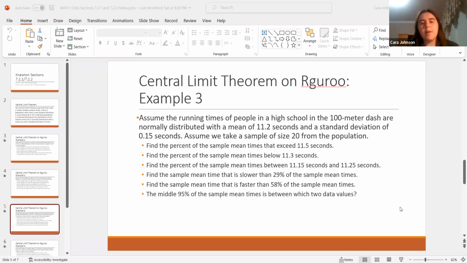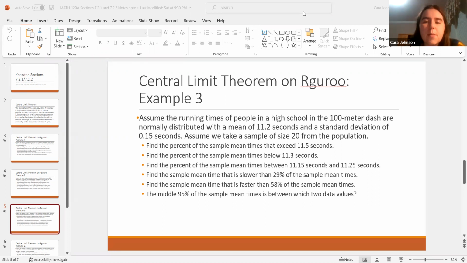All right, our next example is this one here. We have the running times of people at a high school. It's normally distributed, so we know we're good with the central limit theorem, even though our sample size is less than 30. Our mean is going to be 11.2. Our standard deviation is going to be 0.15 over the square root of 20. We're going to answer all of these questions. Remember, percent just means probability. If you want to convert it to a percentage, you can multiply it by 100. But we'll just look at what Rguroo is giving us right now.